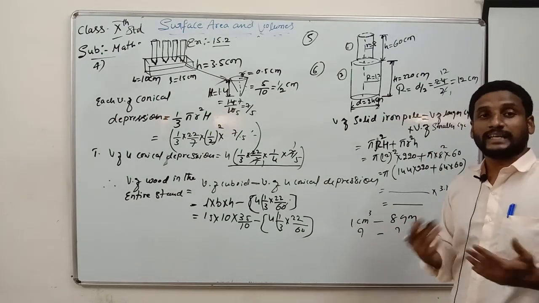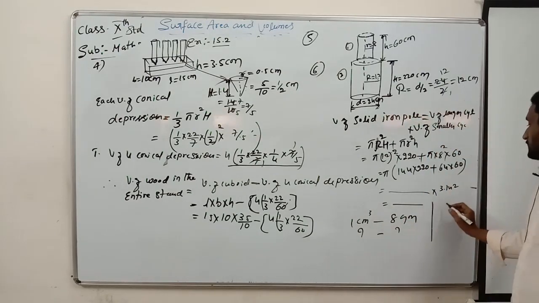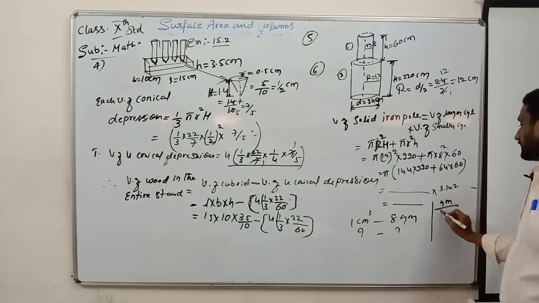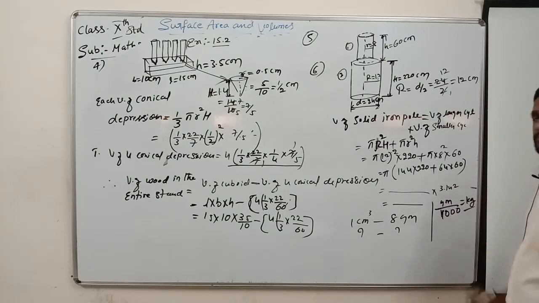If you want the answer in kg, you want to convert grams, so grams divided by 1000. If you divide it, you are going to get the answer in terms of kg.